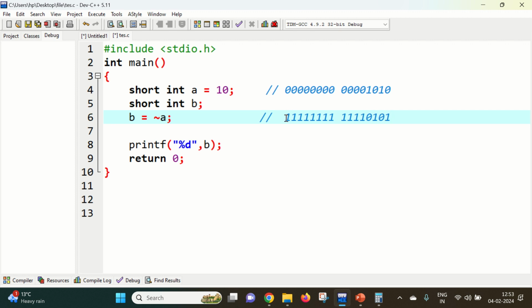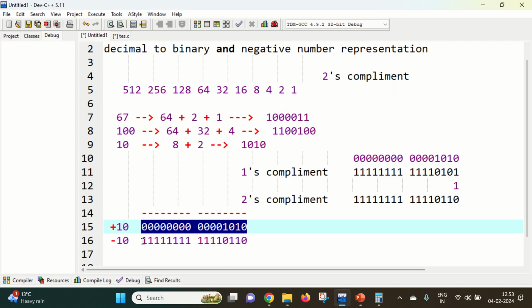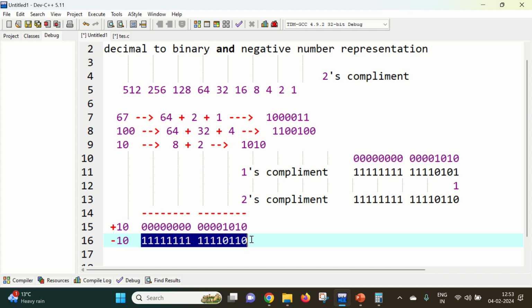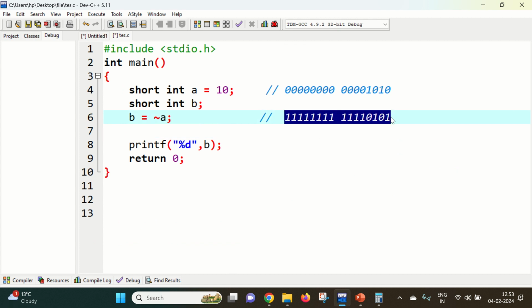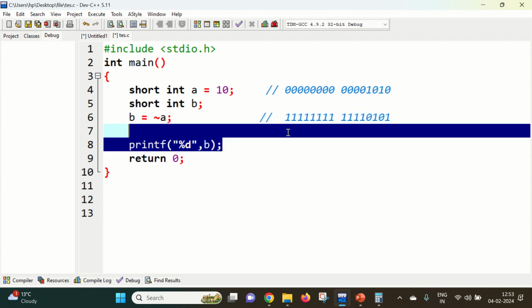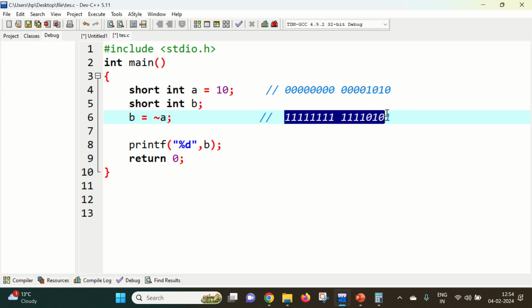This is your number. One thing I can say is that if this number were the same as the earlier number, then your answer would be minus 10. But you can see the last digit is 0 here, and here our last digit is 1. So the point is that we have to identify what this number actually is. One thing you can see is that the first digit is 1, so we can say it is a negative number. If this is a negative number, then this is the 2's complement of some number.